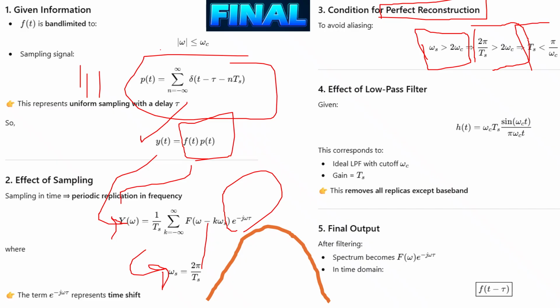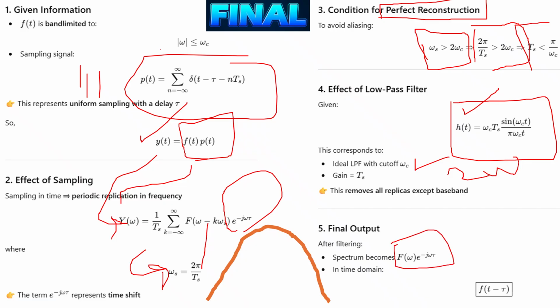Further, this is a fundamental one, and since we are using the low pass filter having this sinc function, it will only pass up to omega c, and twice omega c and all the higher frequencies will be eliminated. So finally your output will have only F of omega e to the power minus j omega t, and it will convert back into the time domain. So it will be f of t minus tau. So Ts must be less than pi by omega c only, right? So this case is right.